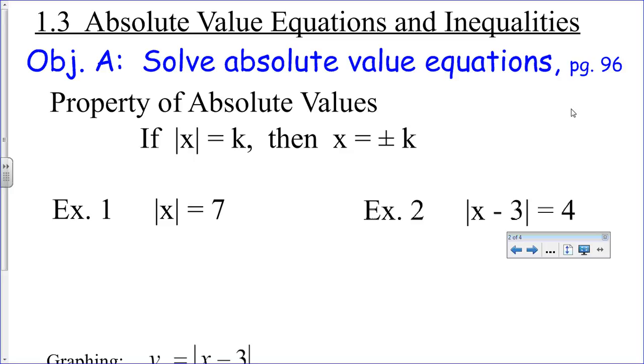So most of the time, absolute value is going to give you two solutions. So you want to be thinking about that when you're solving these. And the reason why is because of this property. So if absolute value of x equals k, then x could be either positive or negative k. So whatever's inside could be positive or negative and still give you a positive answer.